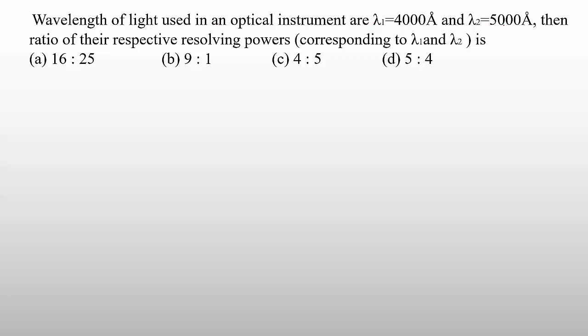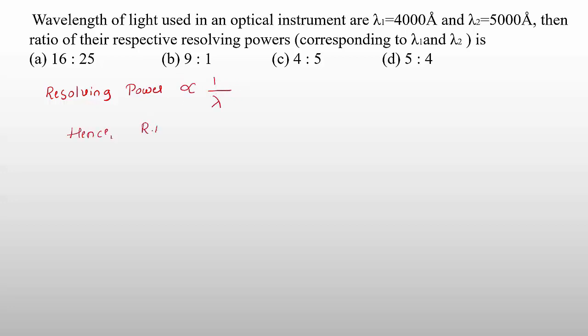Wavelengths of light used in an optical instrument are lambda 1 is 4000 angstrom unit and lambda 2 is 5000 angstrom unit. Then the ratio of their respective resolving powers corresponding to lambda 1 and lambda 2 is? So we know that resolving power is inversely proportional to wavelength, denoted by lambda. So we can use this relation.